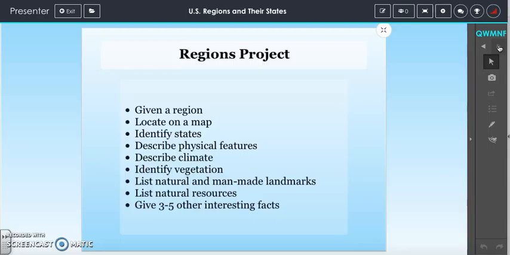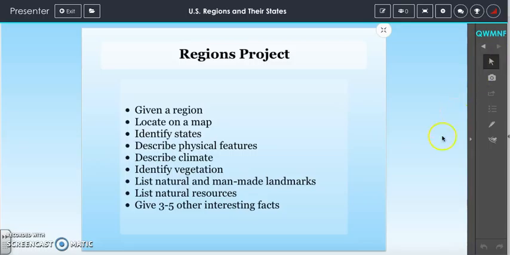And you are going to list all the natural and man-made landmarks within your region, as well as natural resources that you would find in your region. Natural resources being things that you find in nature that we use to help us in our lives to make other things or do things with. And finally, I would like you to find 3 to 5 interesting facts about your region. It could be anything you find in your research that you find interesting that does not fall in one of the other categories that you are going to be talking about in your project.